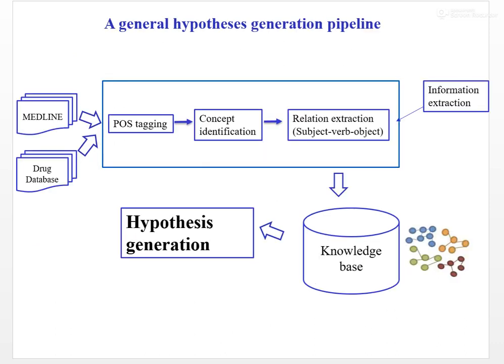This is a general pipeline for hypothesis generation. You first have a corpus. From that corpus, you try to find relevant entities. Using those relevant entities, you create a knowledge base. And you reason upon this knowledge base and generate novel hypotheses.